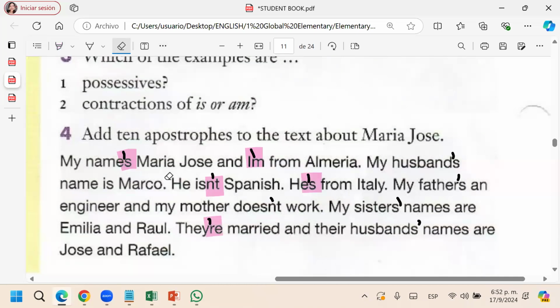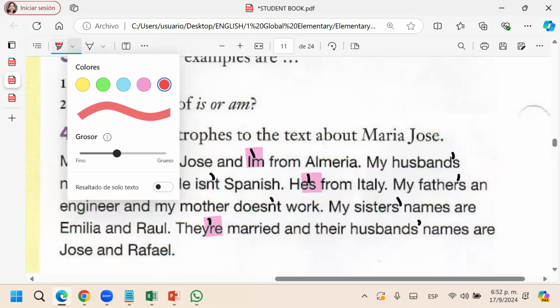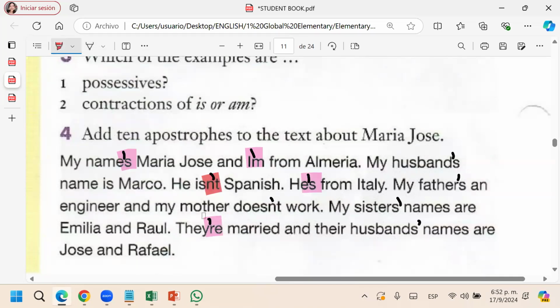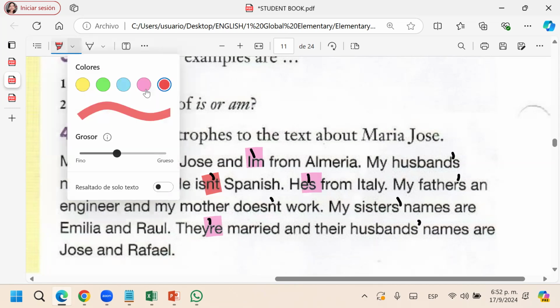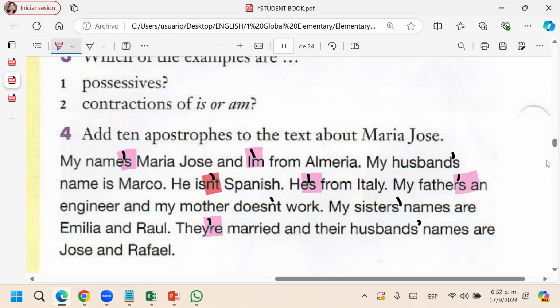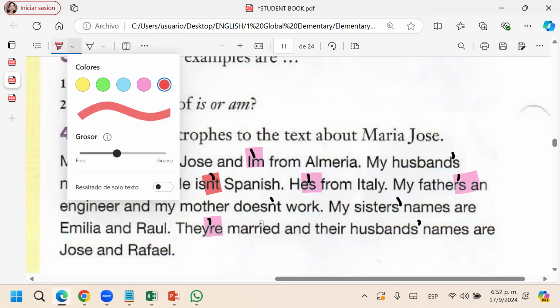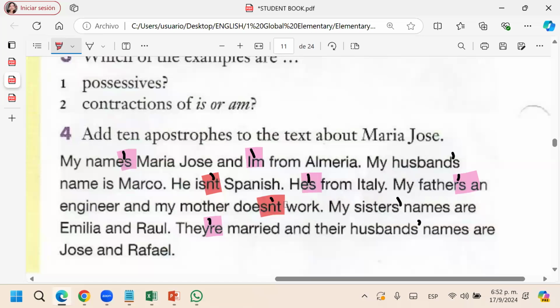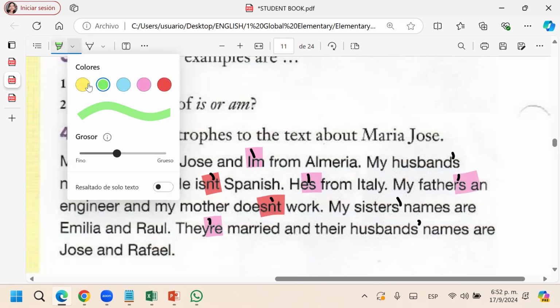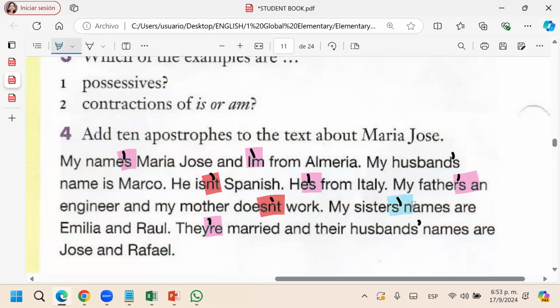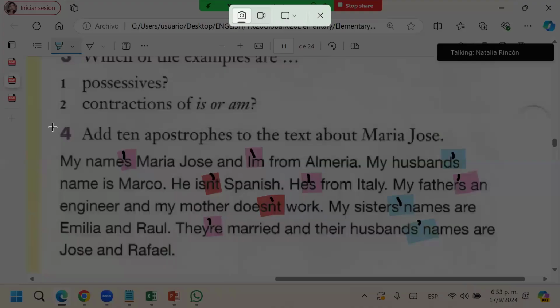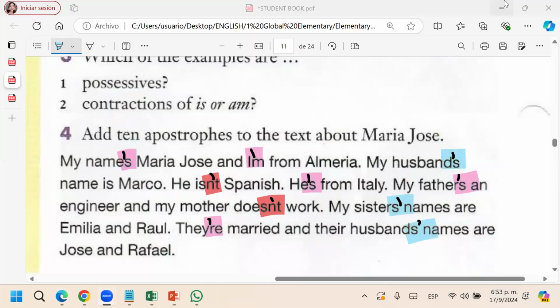I'm going to put this isn't. Isn't is for the name. Fathers. He isn't. My father. He's not. My father is an engineer. Isn't is for negative, like for example, when we say doesn't work, negative. And for possession, we have the names of my sisters, the names of the husbands, the name of the husband. So sometimes the apostrophe is for possession and sometimes is for the verb be.